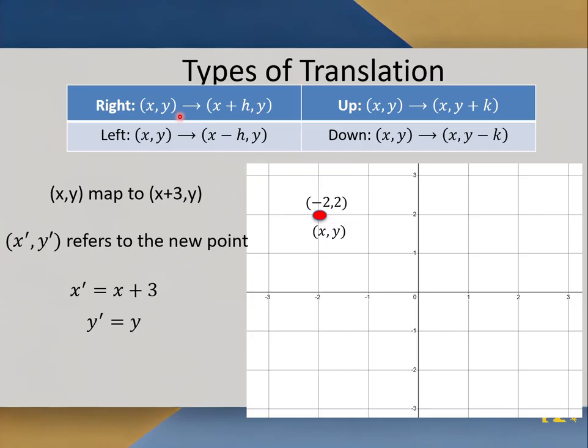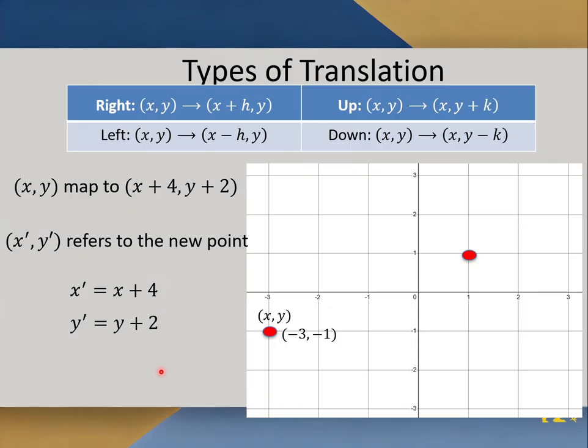The first thing I would like us to think about is when I've got x, y and it's mapping to x plus 3, y. So this means it is going to be moving to the right, which is what we've got up here. X plus h is moving towards the right. So that means we're moving towards the right by 3 places, and that is where we get our new point of x is 1, y is 2. So the image of x is equal to x plus 3, and the image of y stays as y.